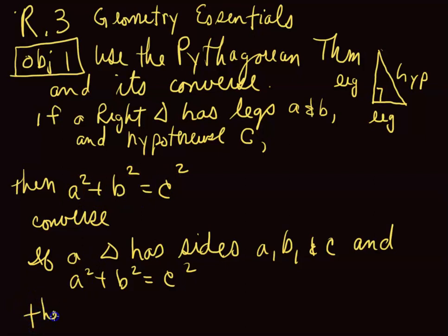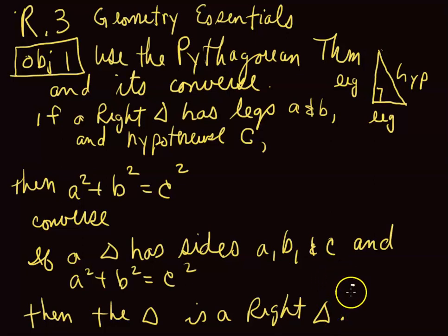then the triangle is a right triangle. So you can determine if something's a right triangle if they give you the lengths of the three sides. A and B are the legs, and C is the hypotenuse. The biggest side is the hypotenuse.